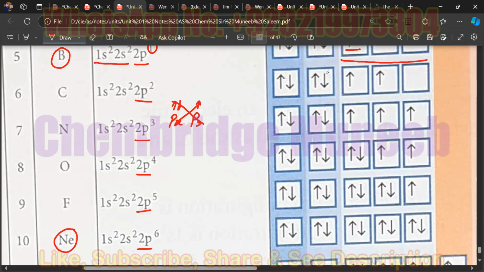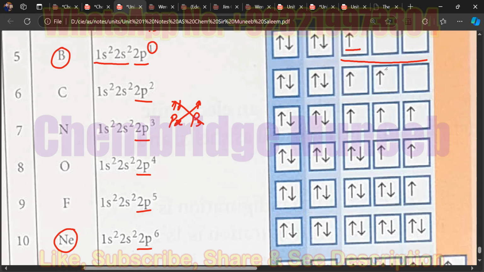As you can see, 1 electron was placed initially in px, then the second electron was placed in the py, and the third electron was placed in the pz. They are not being filled in the previous orbitals. Are you getting the point?